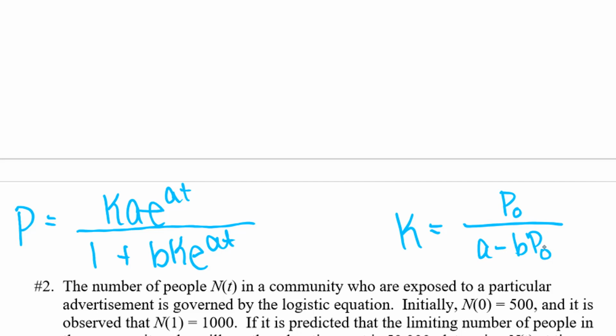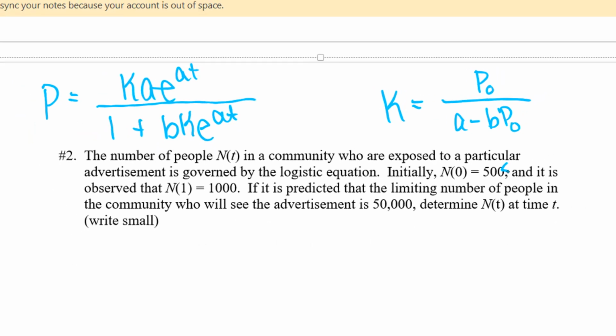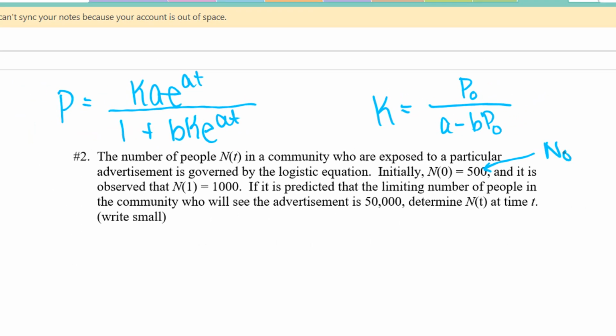Okay, it's just we're using n's instead of p's in this problem. So 500, that's our n naught. So I'll plug that into the equation for k. We still don't know a and b though. So I have 500 over A minus B times 500, or 500B.